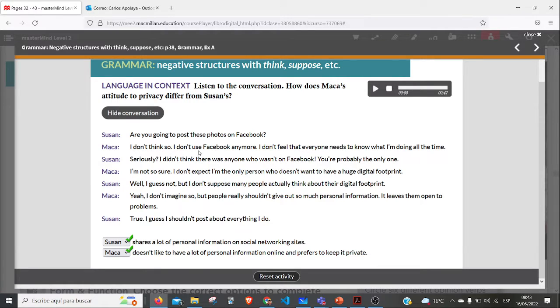I don't use Facebook anymore. Perfect. Next. I feel that everyone needs to know what I am doing. Yeah, focus. What I'm. Look at the T. What I'm. Yeah. I don't feel that everyone needs to know what I'm doing all the time. Yeah. Puedes escuchar tu acento hasta cambió, ¿cierto? Yeah, sounds better. Continue.